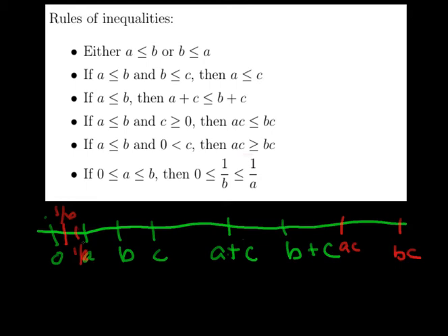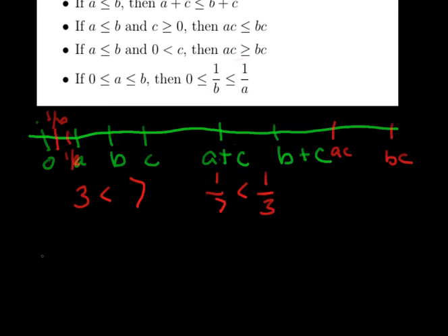But again, hopefully these 6 rules should be intuitively obvious to you. Just think about it with real numbers. We know that, say, 3 is less than 7. Well, then clearly 1/7 is less than 1/3. It doesn't have to be numbers that are bigger than 1. We could say, well, maybe 2/5 is less than 3/5.